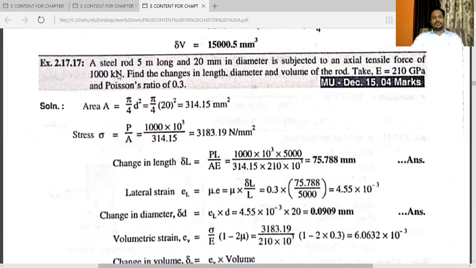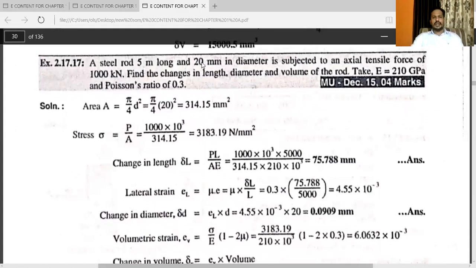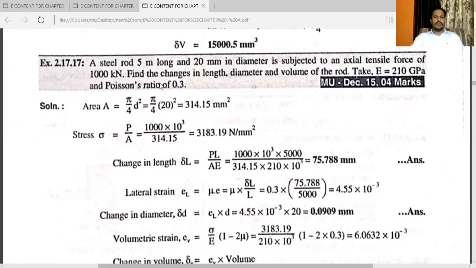See, you have to make a list of given data and what is required to find out. Steel rod of 5 meter long and 20 mm in diameter means length is given and diameter is given. Axial tensile force of 1000 kilonewton means P is also given, that is 1000. You have to find out change in length, change in diameter, and volume of the rod. E and mu is given.